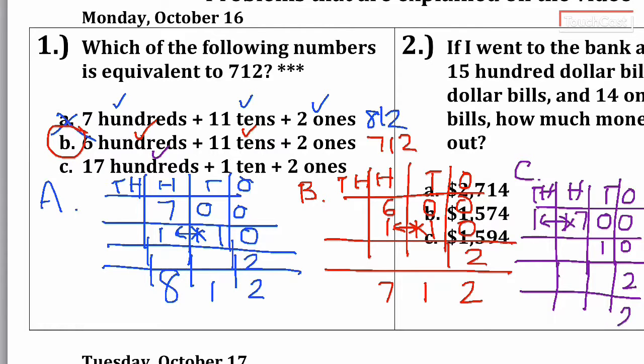Now let's add them up. Ones place, we have 2. Tens place, we have 1. Hundreds place, we have 7. Thousands place, we have 1. So this is the same thing as 1712. Is that the same thing as 712? Not a chance. Your correct answer is B.